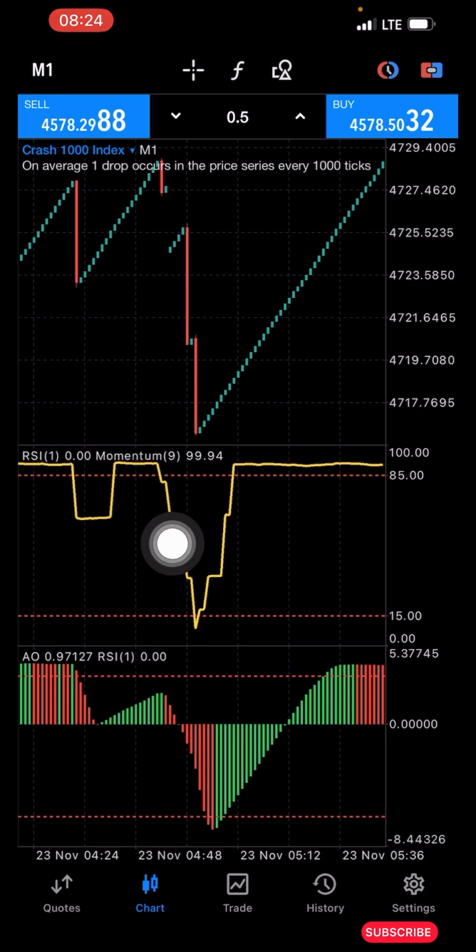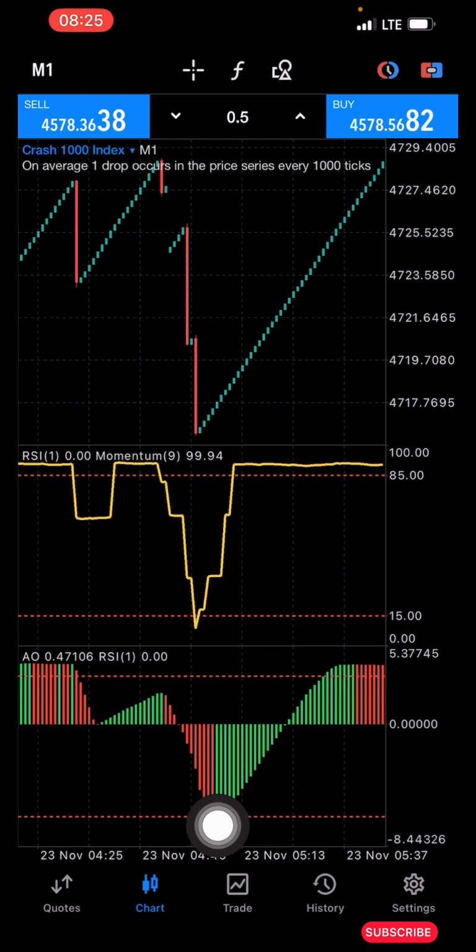You need to take note of this. The momentum line first of all needs to get to the oversold level, and you need to confirm that it's at the oversold level. Then when it's going back, you check your indicator window 2. You want to see that the red line has started changing to green. Immediately you see that it's changing to green, you go in for your buy and then you hold for 5 candles.